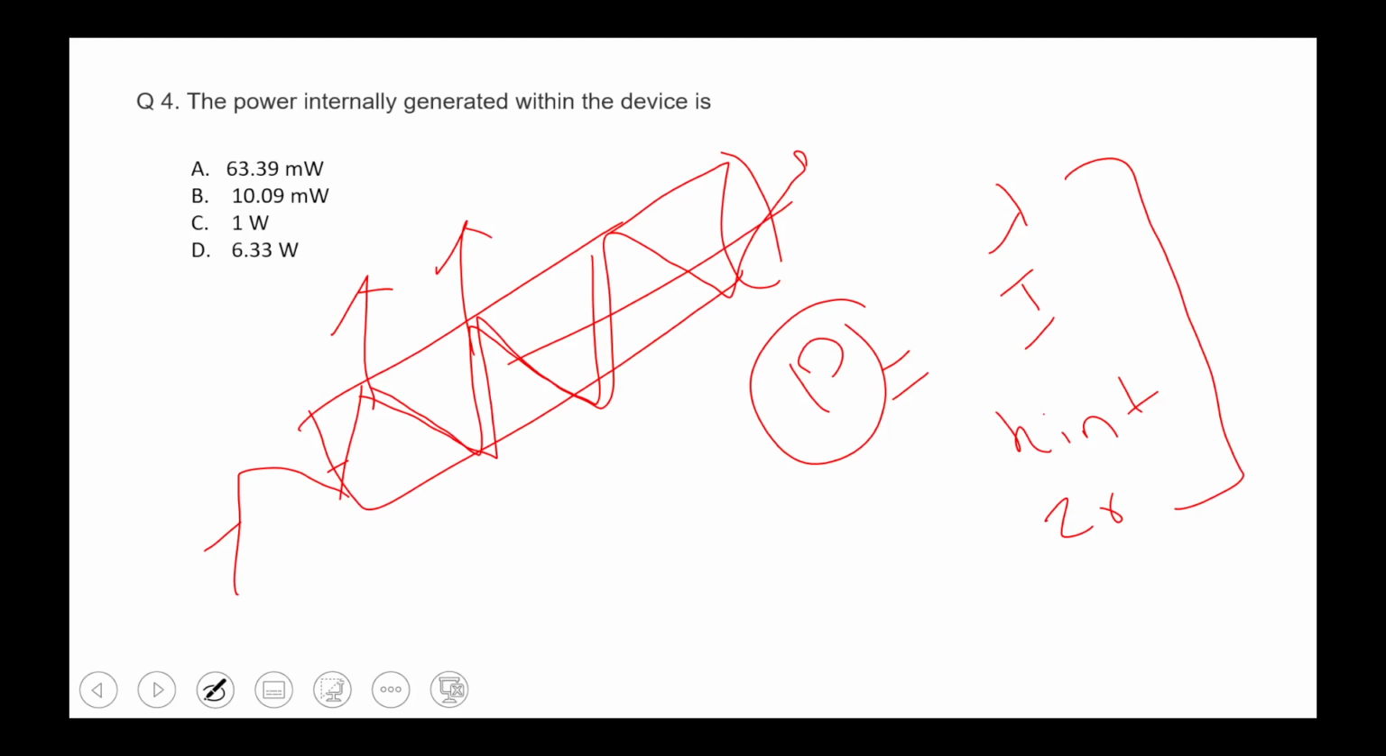Anyone else? Anyone can answer this question?